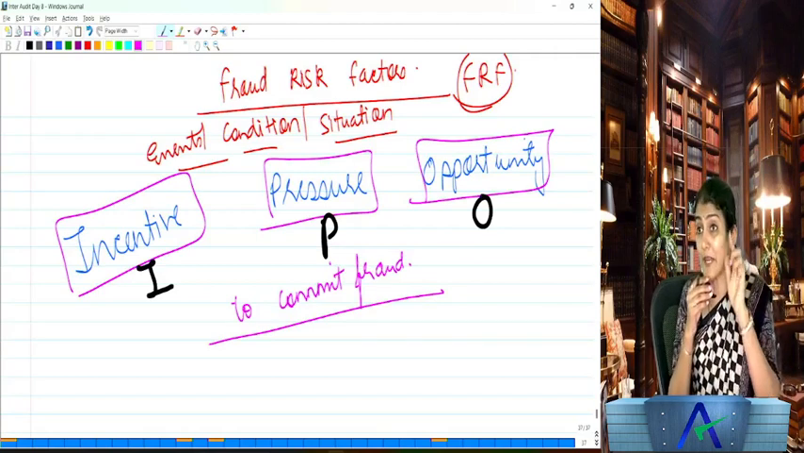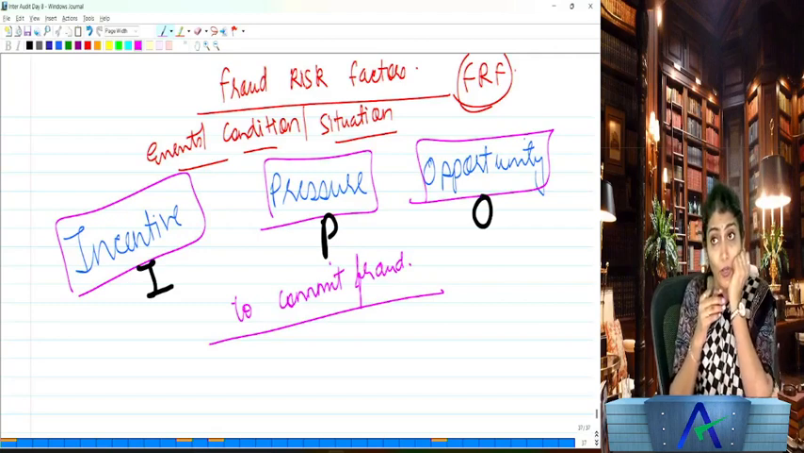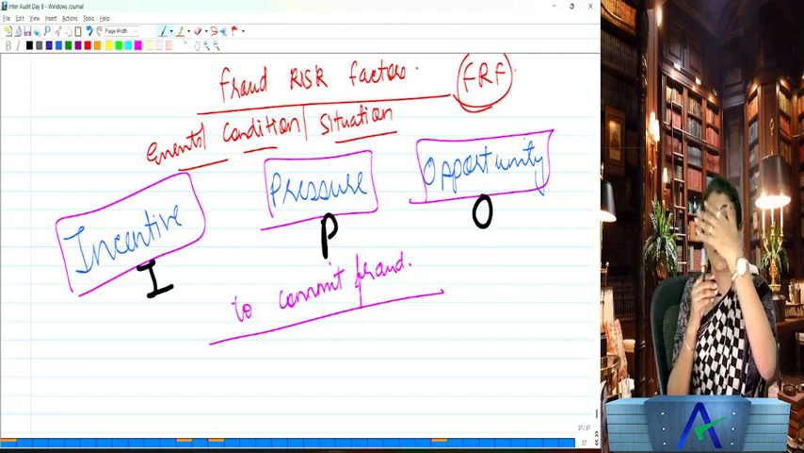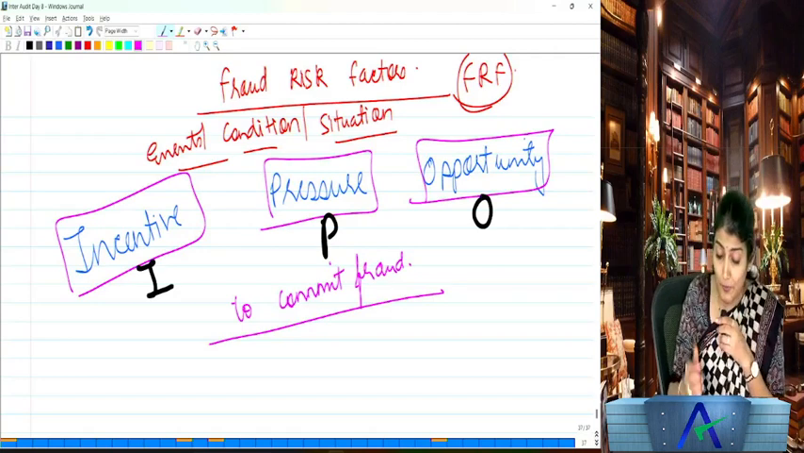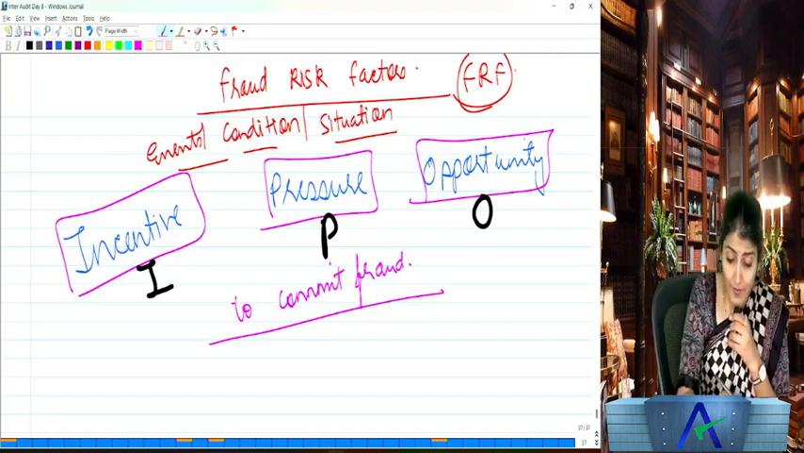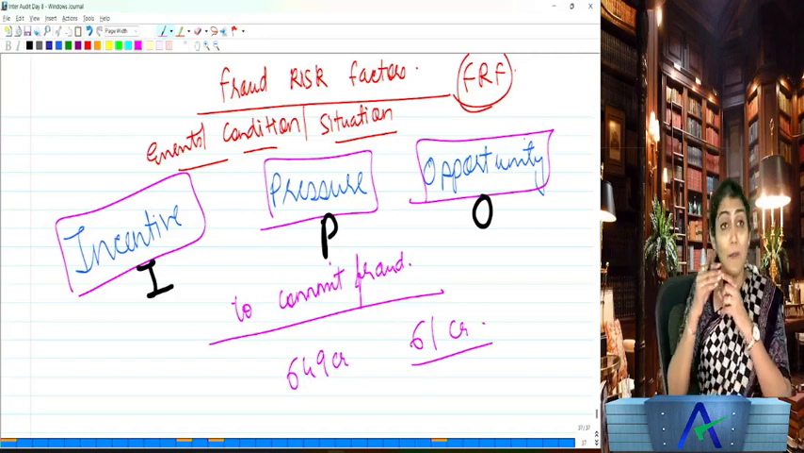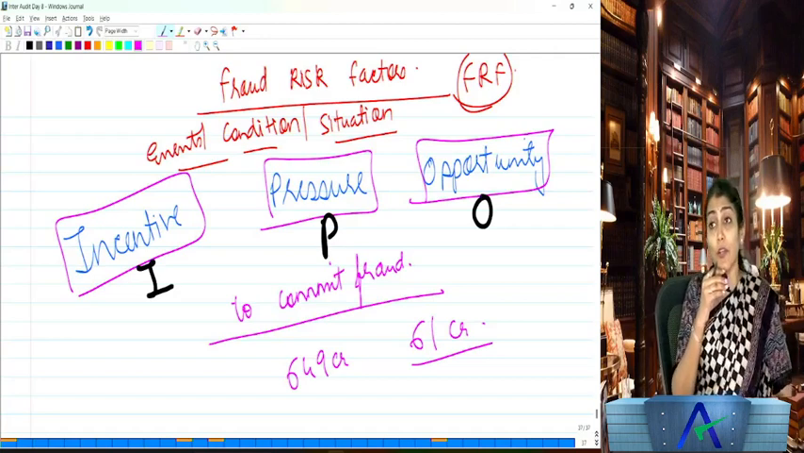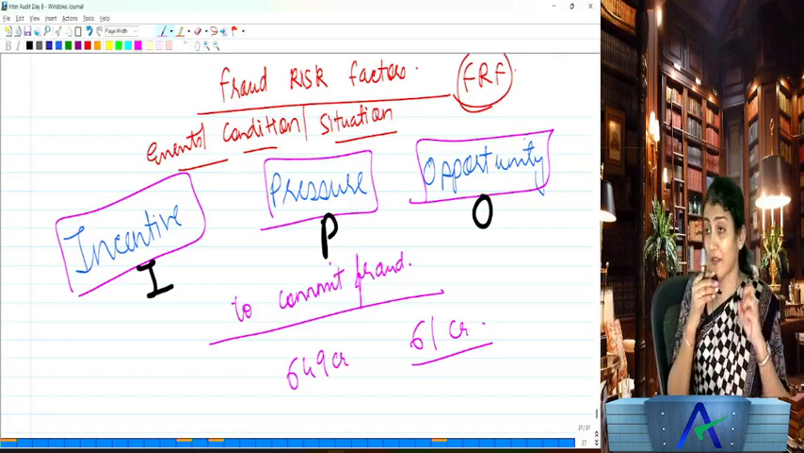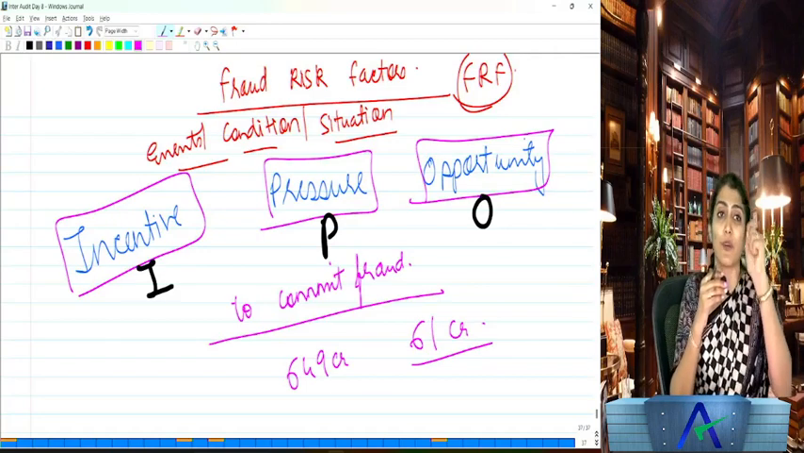Second, pressure. Right? Second one, the pressure. What is the pressure? You want to declare a good result. Why? So that your share prices increase. Actual profit of the company, right? 61 crore. You want to show 649 crore. Satyam, no? Their actual operating margin was 61 crore, 3% of revenue. What they showed was 24% of the revenue, 649 crore. So they had a pressure to commit a fraud.